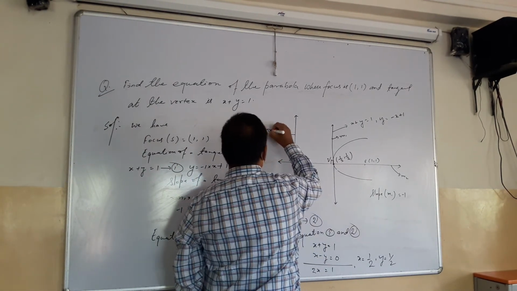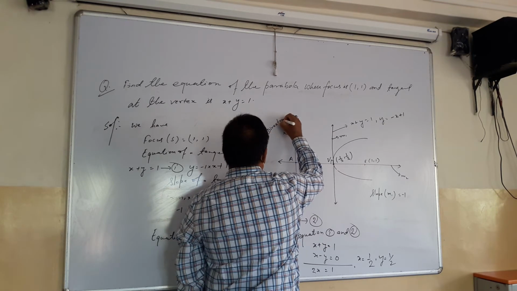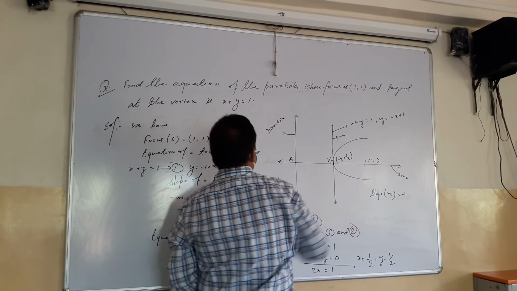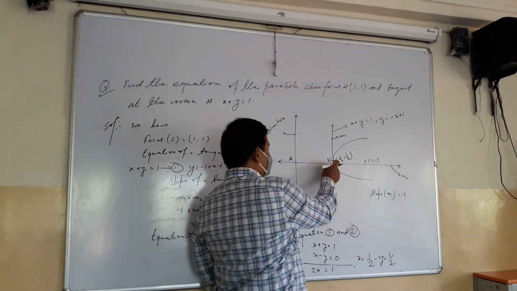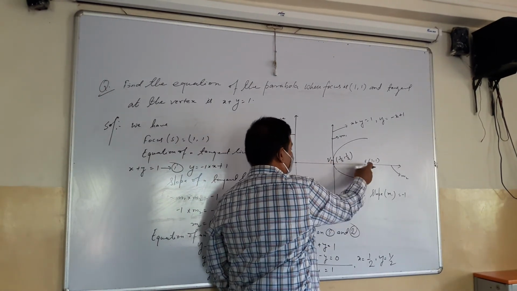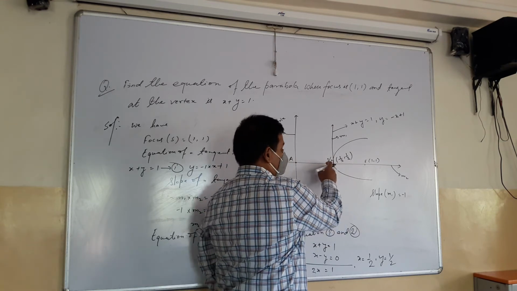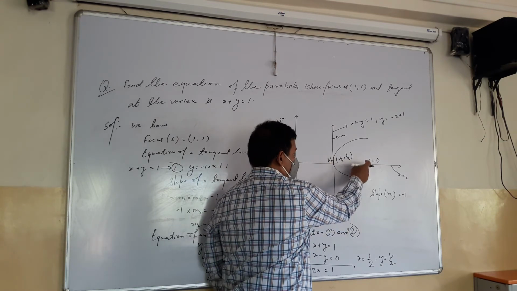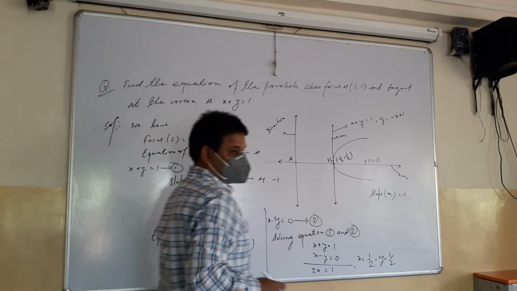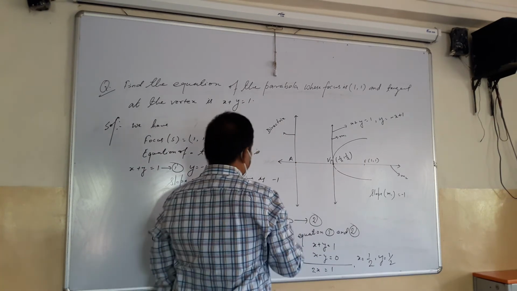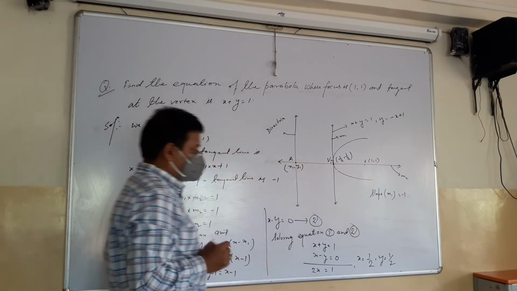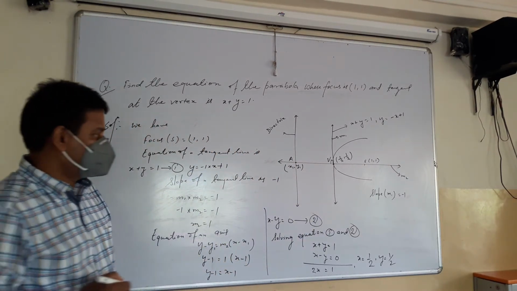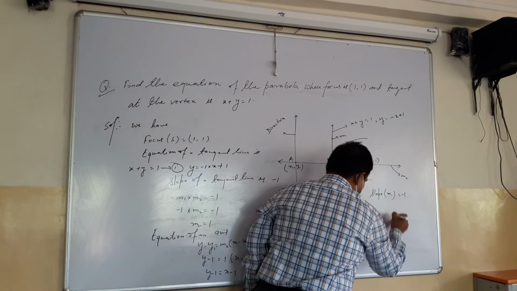This is your directrix. So we know that the vertex is the midpoint between the focus and the directrix. Suppose this point is x1 and y1.